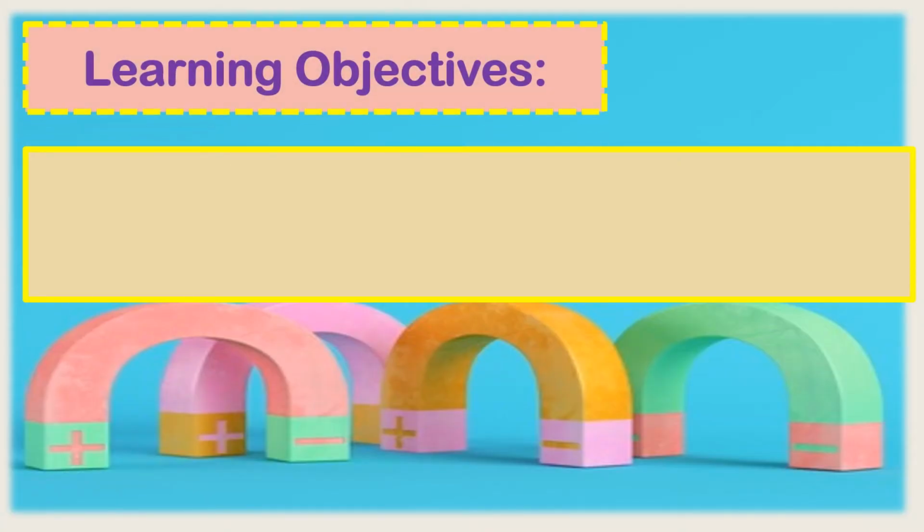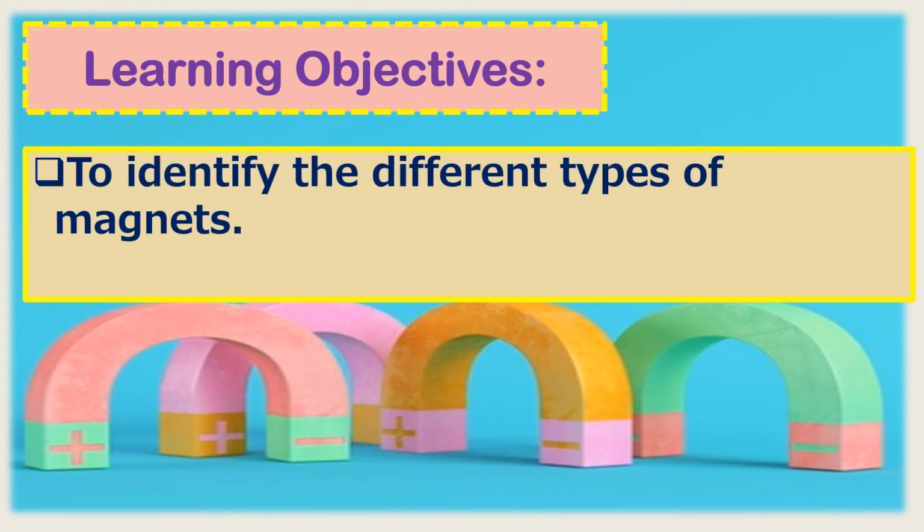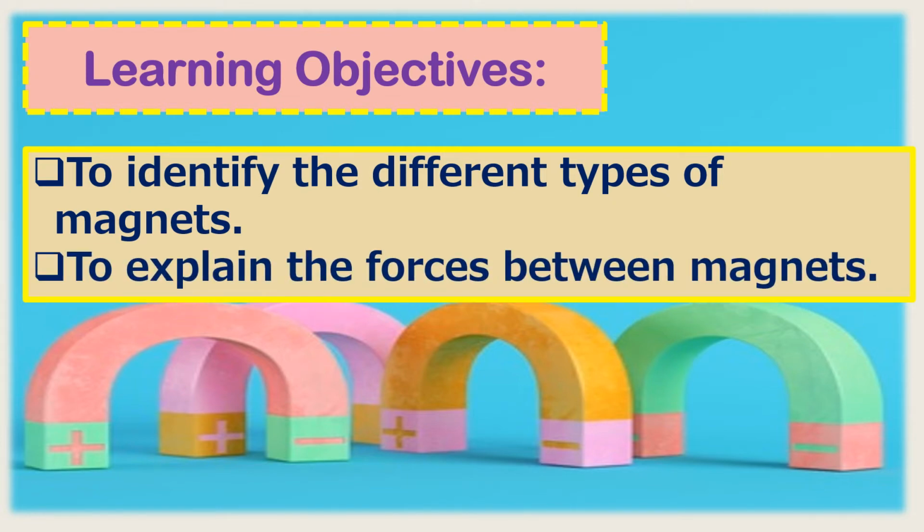The learning objectives of this lesson: first, to identify the different types of magnets. Second, to explain the forces between magnets. So at the end of this lesson, you will be able to identify the different types of magnets and to explain the forces between magnets.